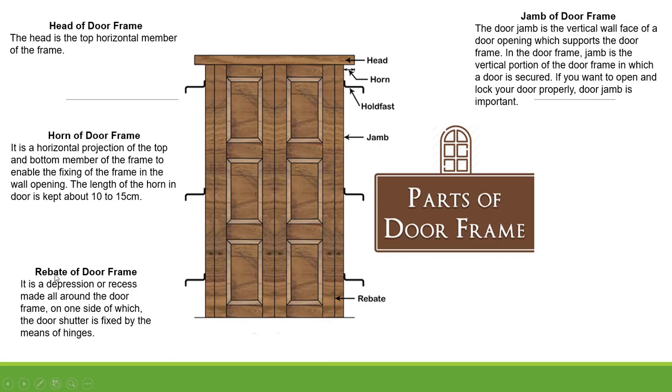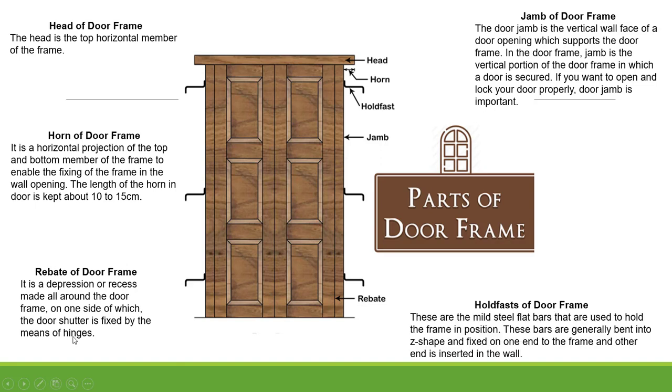The next is rebate of the door. This part is called rebate of the door. It is a depression or recess made all around the door frame, on one side of which the door shutter is fixed by means of hinges.